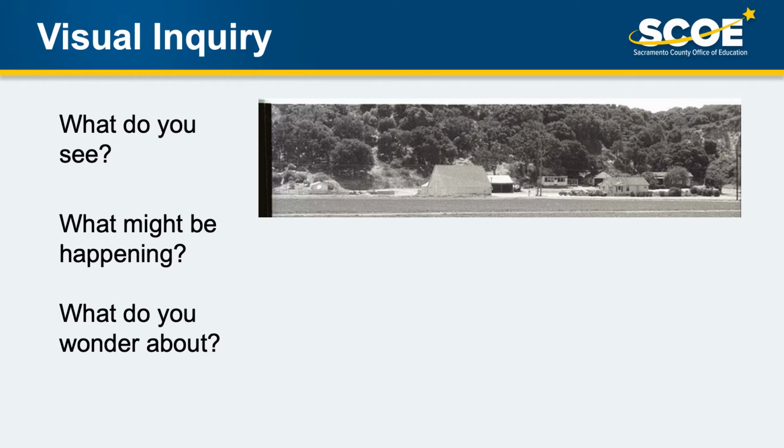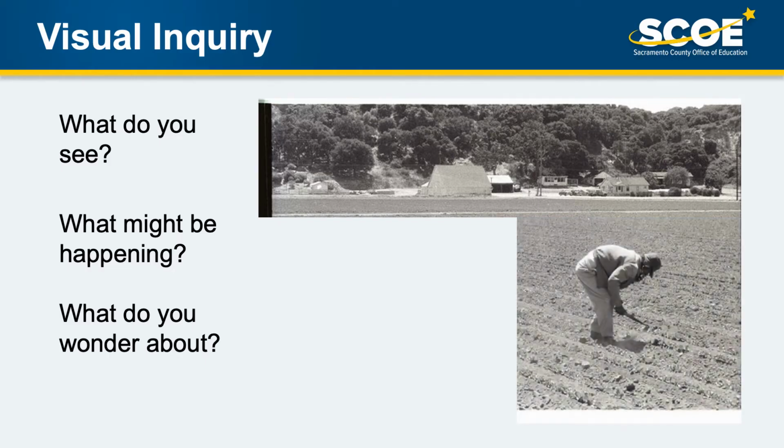What do you see? What might be happening? And what do you wonder about? For me, I see more buildings. One looks like it might be a house. That makes me wonder if the first building I saw was a barn. If it is, this could be a farm. Let's reveal another section of the picture. What do you see? What might be happening? And what do you wonder about?